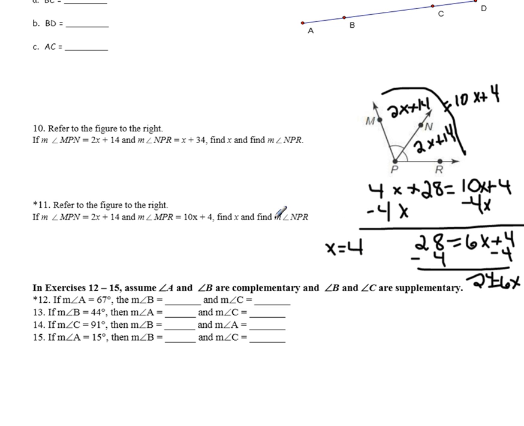The measure of NPR, that's what we're looking for, not x. That's the final answer. So we found the x, but we need to plug it in. So NPR is 2x plus 14, so 2 times 4 plus 14, and that equals 22. So the measure of angle NPR is 22. There's our two answers.